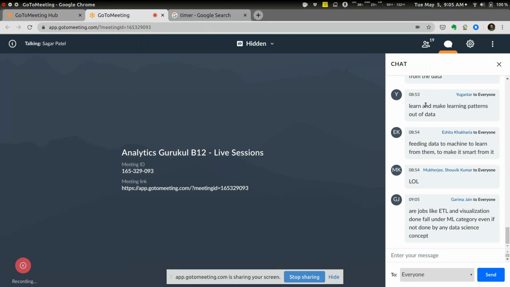Okay, Garima has a question. Are jobs like ETL and visualization falling under the ML category even if not done by any data science concept? Okay, so here comes a disclaimer. This is kind of an overlapping scenario, and technically, if I'm not using any algorithm or any logical approach, then it is not appropriate to categorize it as a machine learning approach. So I see where your line of thought is coming from, and you cannot call that machine learning for sure.